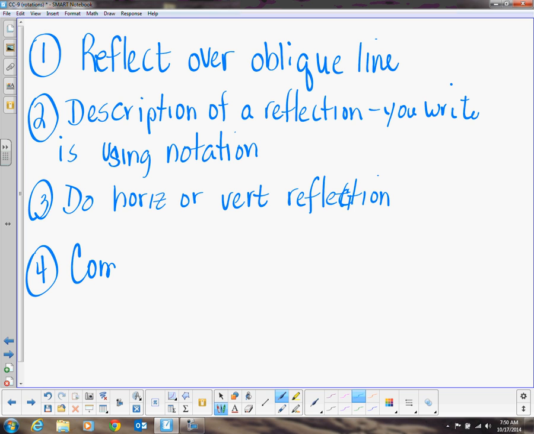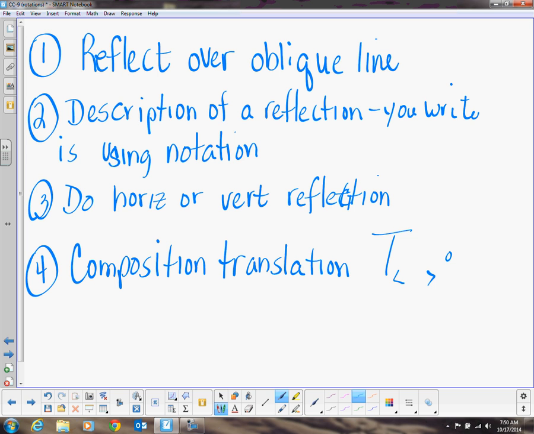You're going to do a composition of translations. Composition. You had this on the last one. That's translations. So this is from the other source. That means T, and you have these little subscripts, where if this is the horizontal, this is 0, if this is the vertical, that's 0, you've got a number there. All right, last but not least, what do you have to write?